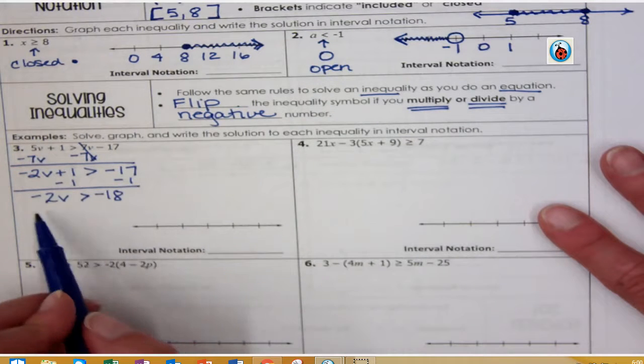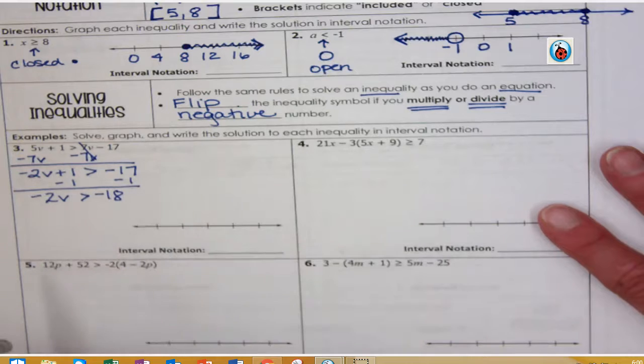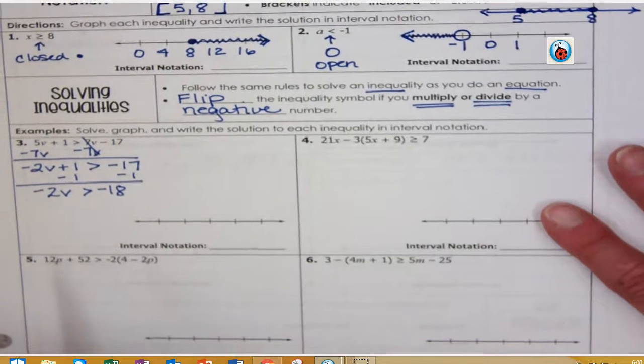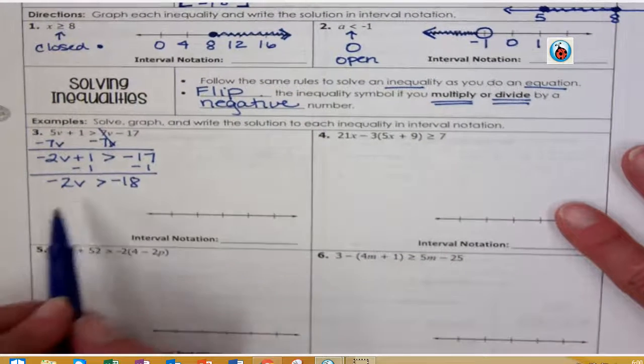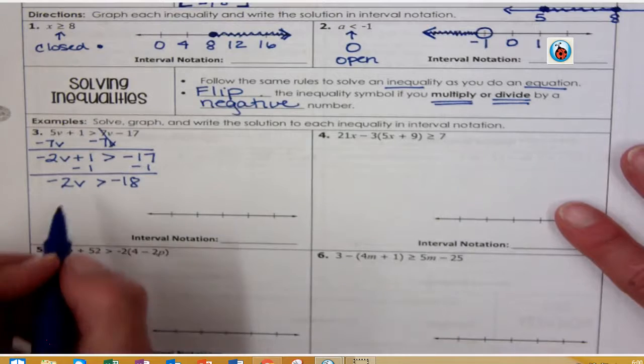Now, I'm dividing by a negative, in which case I need to switch the sign. It needs to go from greater than to less than.